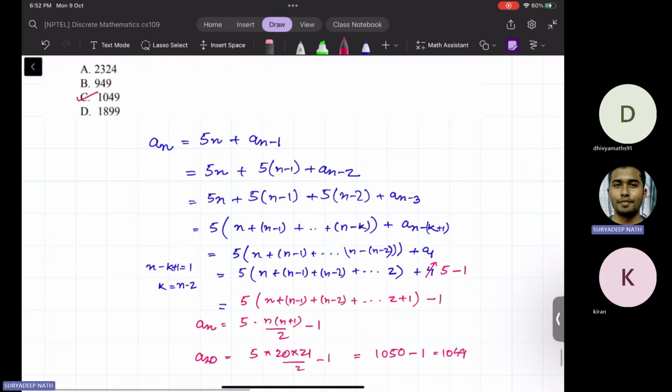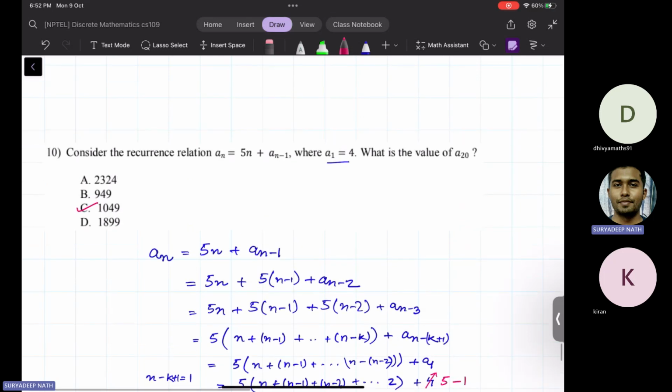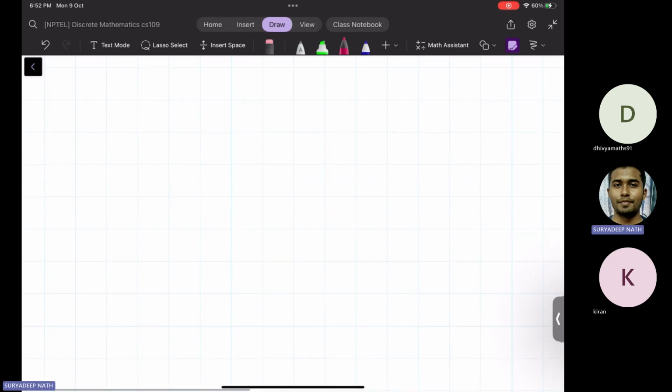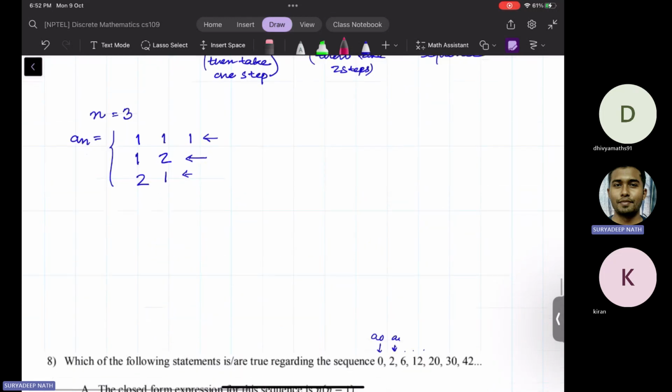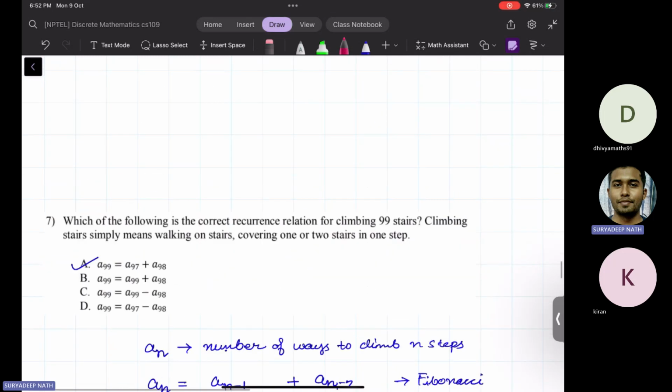So that brings us to the end of our discussions on recurrence relations. If anyone has any doubt, you can ask. If you have any doubt regarding any question I have discussed or regarding the lecture notes, you can ask.